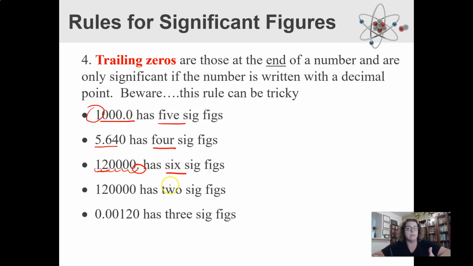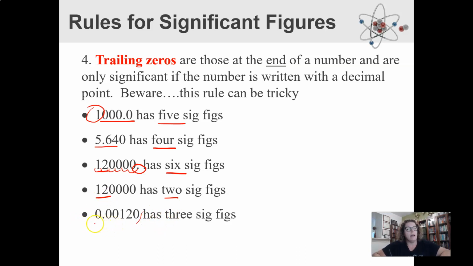But what if it doesn't contain a decimal? So what if I took the same number and just took away the decimal? Then they're not significant, because the rule is it has to follow non-zero integers and contain a decimal. No decimal, no dice. So the only sig figs I see is the 1 and the 2. So I only see 2 sig figs.